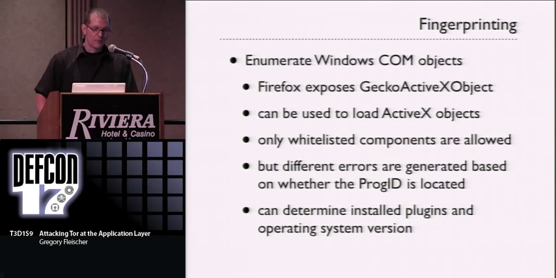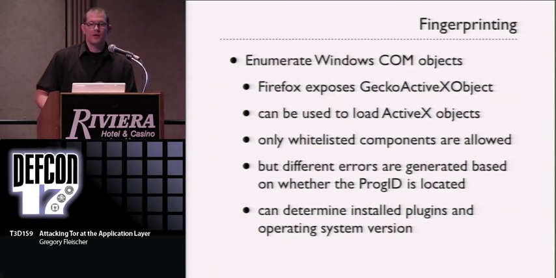We can also enumerate Windows COM objects. Normally this would seem like it's impossible, like Firefox doesn't support COM and ActiveX, but there was this old Netscape thing in there called Gecko ActiveX object, and you can create and instantiate ActiveX objects. But the problem is you have to have a whitelist, and I don't think it's really documented very well, and it doesn't work. But what's interesting is when you request a COM object, there's a difference in the error messages that are returned if the COM object exists on your local machine versus if it doesn't exist.